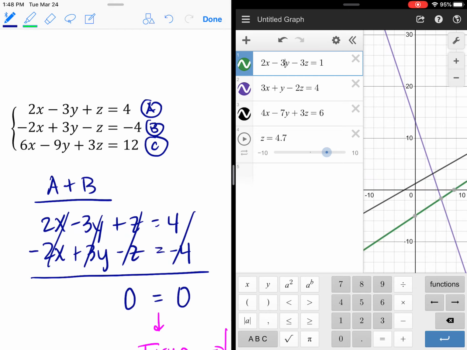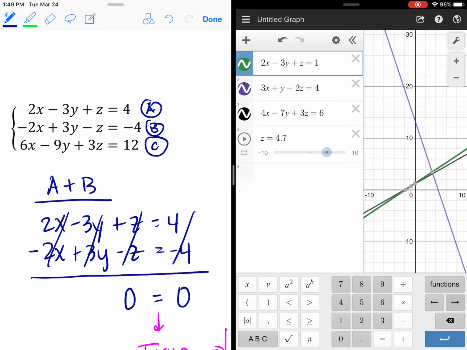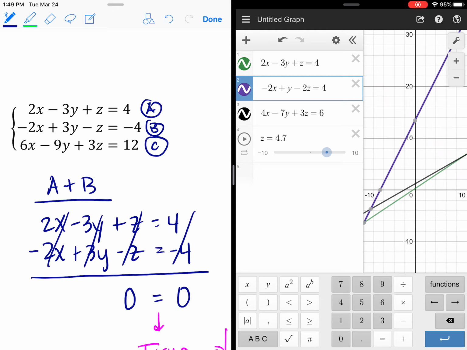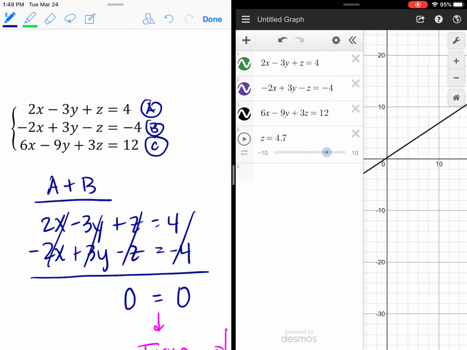2 in front of x, -3 in front of y, and 1 in front of z, plus 1z equal to 4, and then -2 in front of x, +3 in front of y, and then -1 in front of z equal to -4, and then lastly 6x minus 9y plus 3z equal to 12.